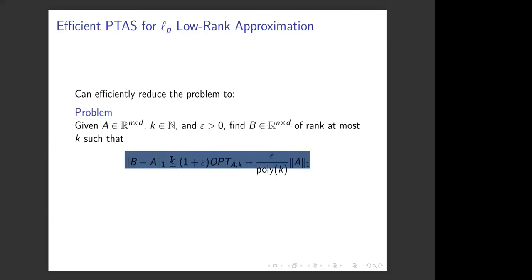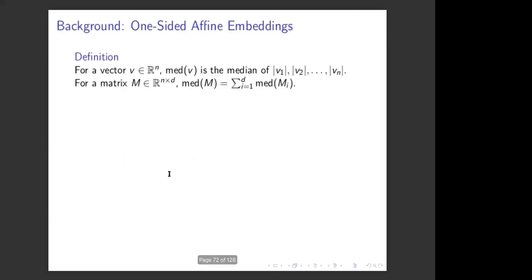So how do we achieve this? First, a quick definition. For a vector V, the median of that vector is the median of the absolute values of the entries of that vector. And for an n by d matrix, the median of that matrix is the sum of the medians of the columns of that matrix.